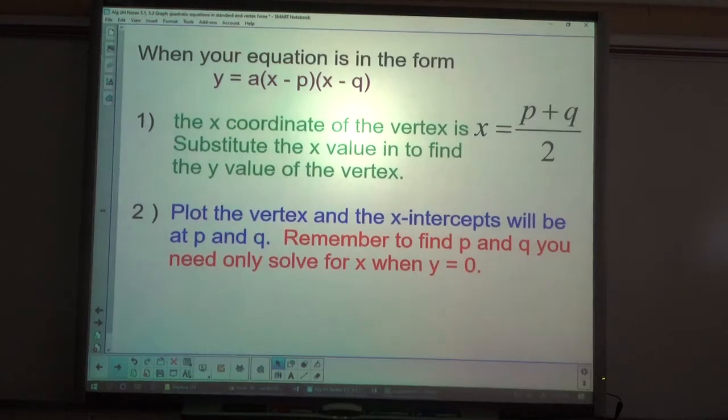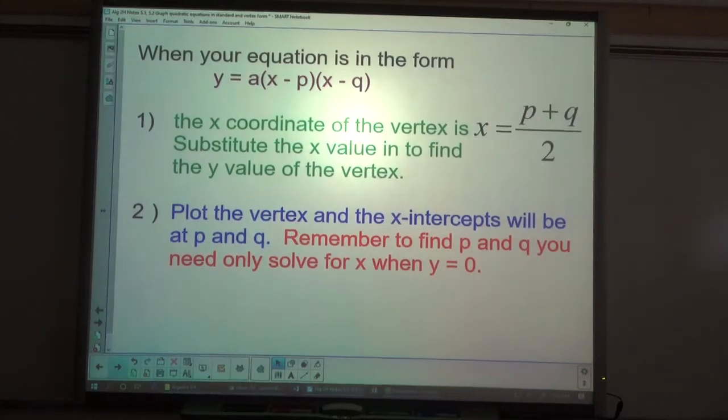Thank you. All right, so in this one, when your equation is in the form y equals a times x minus p times x minus q, okay, not vertex form, intercept form is what I had probably intended to say was this section, then we're going to use p and q to help find the vertex.